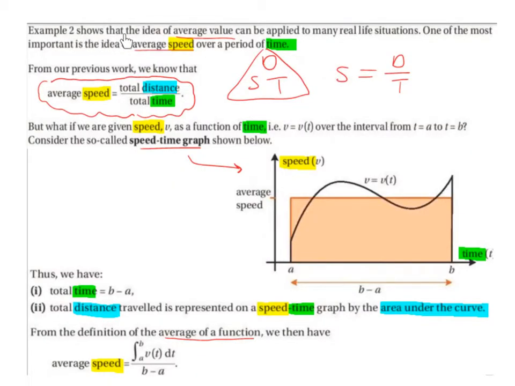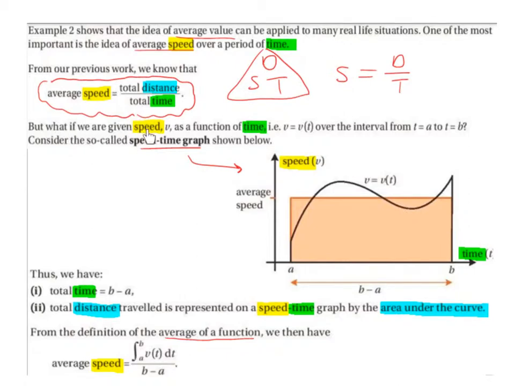Example 2 shows that the idea of average value can be applied to many real-life situations. One of the most important is the idea of average speed over a period of time. From our previous work, we know that average speed equals total distance divided by total time. So Dad's silly triangle is helpful in this situation. If we want the speed, we cover up the s and we're left with d over t, which is distance over time. So this is where Dad's silly triangle can help us.